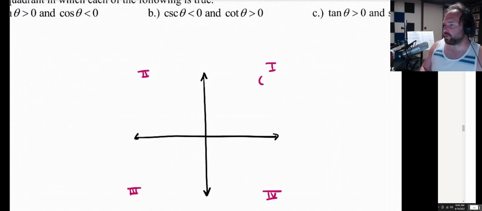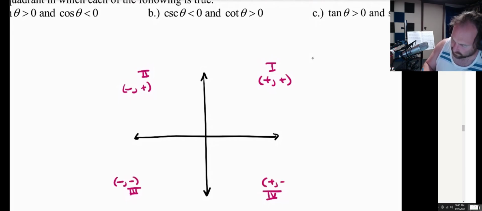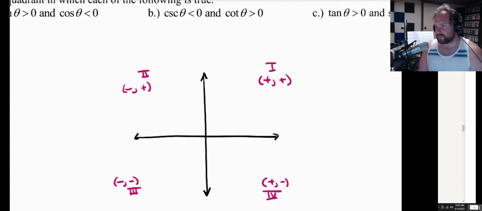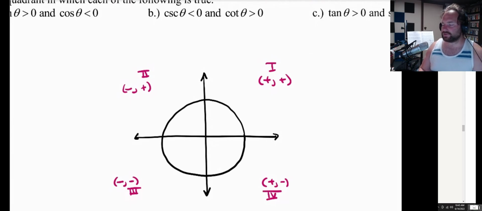So any point in quadrant 1 is going to be a positive followed by a positive. Any point in quadrant 2 is a negative followed by a positive. Any point in quadrant 3 is negative, negative, and any point in quadrant 4 is positive followed by negative. With that in mind, it doesn't matter where. Let's draw a little circle on this. Might call it a unit circle from your trig days. It doesn't matter where your triangle or where your point lands.